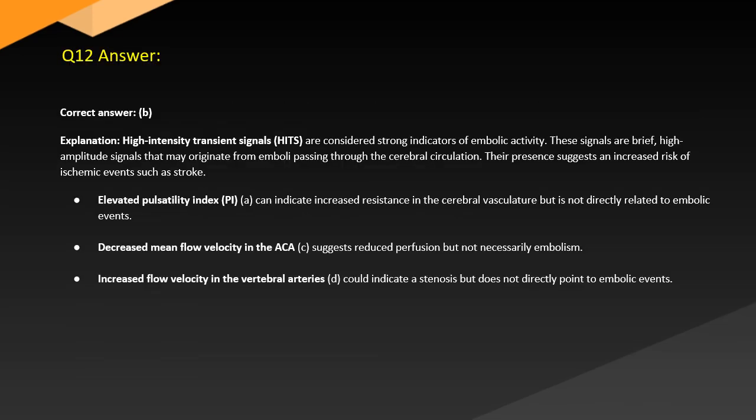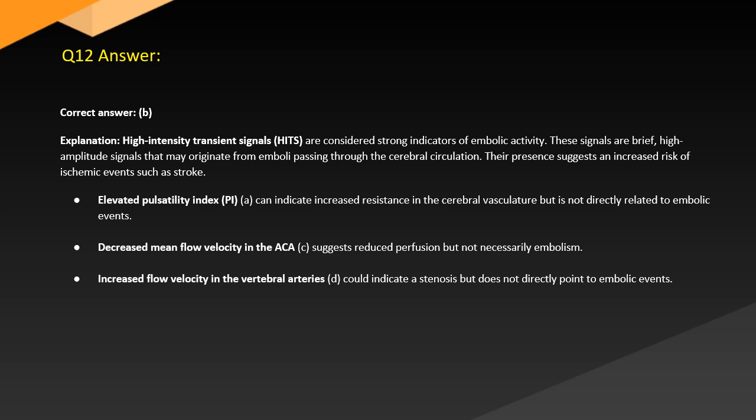Answer. Correct answer B. Explanation. High-intensity transient signals (HITS) are considered strong indicators of embolic activity. These signals are brief, high-amplitude signals that may originate from emboli passing through the cerebral circulation. Their presence suggests an increased risk of ischemic events such as stroke.